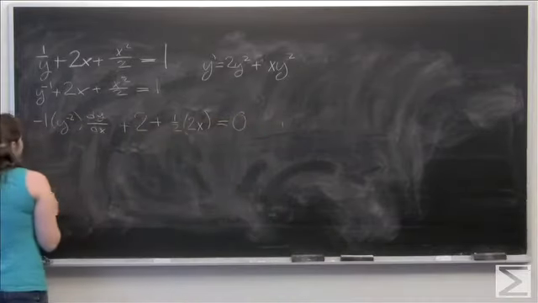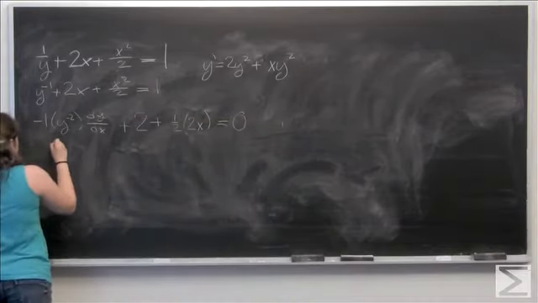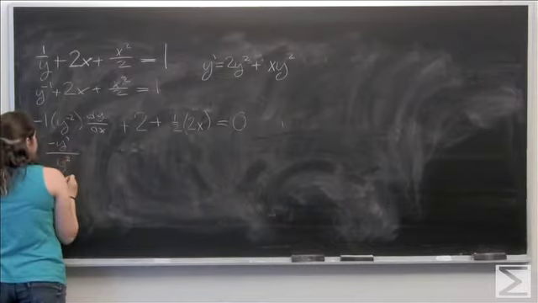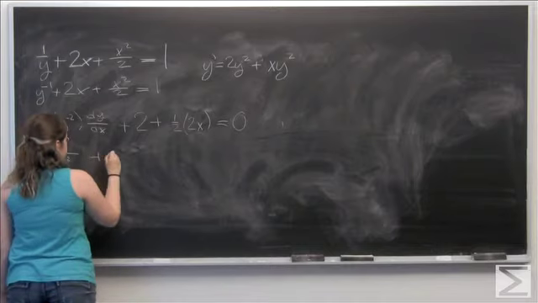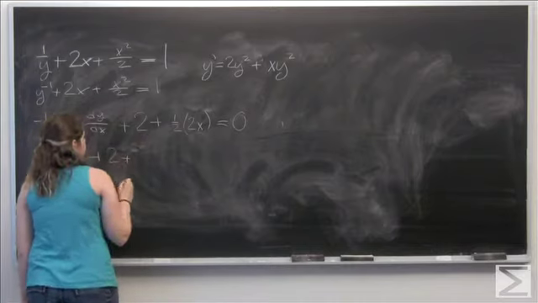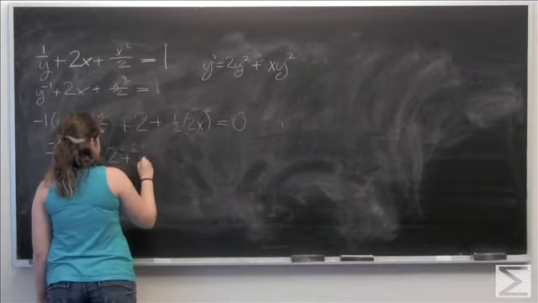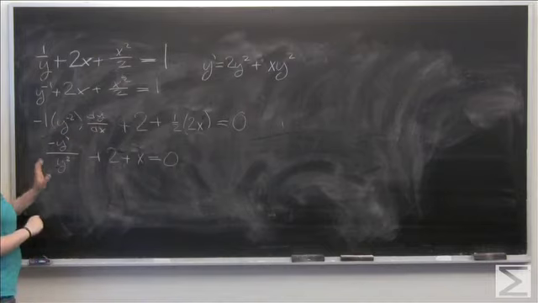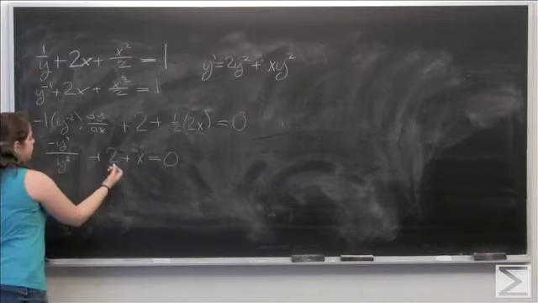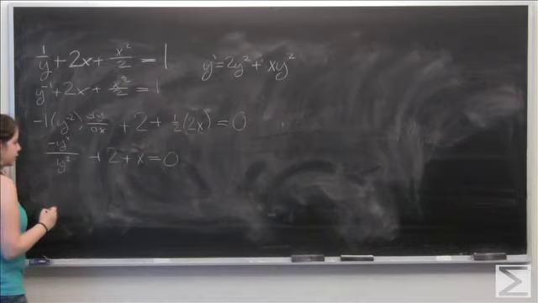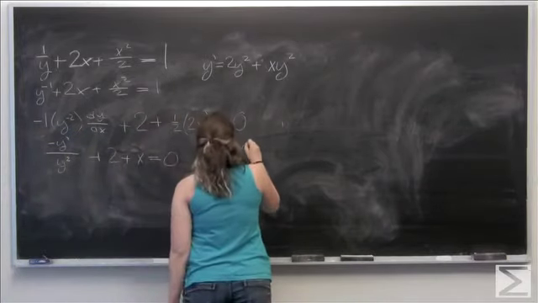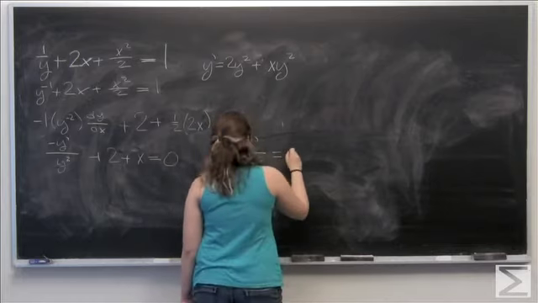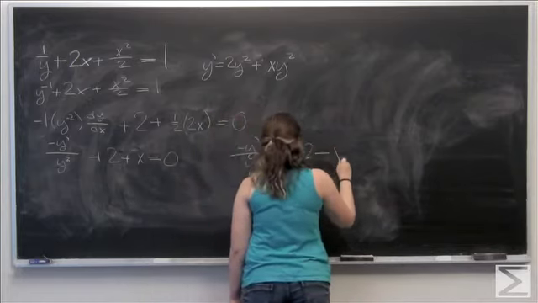Okay, so we have negative y prime over y squared plus 2 plus 1/2 times 2, which cancels out, so we have plus x. Now I'm going to subtract 2 and x from both sides. So we have negative y prime over y squared equals negative 2 minus x.